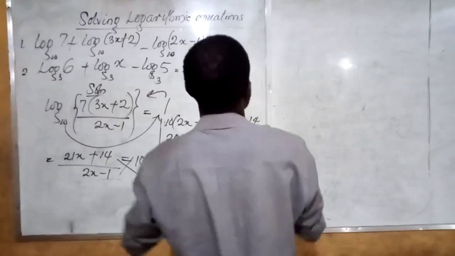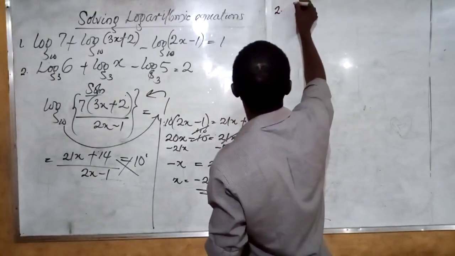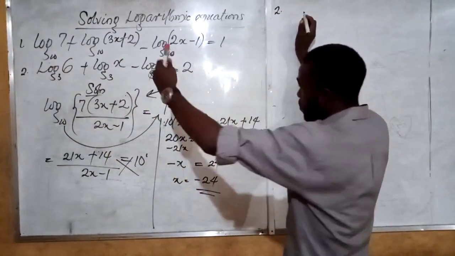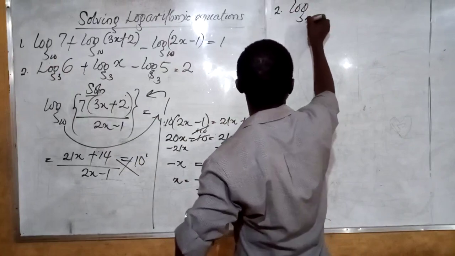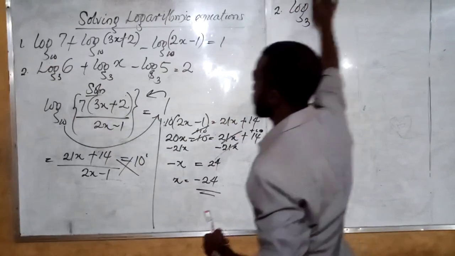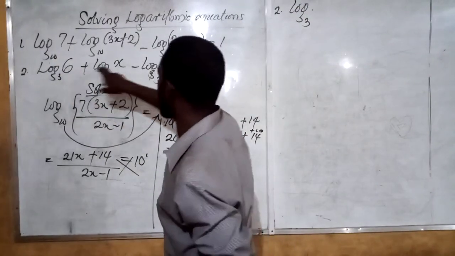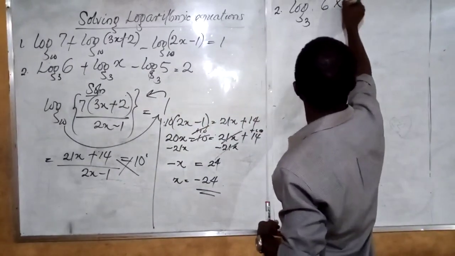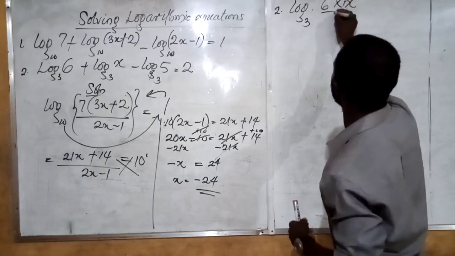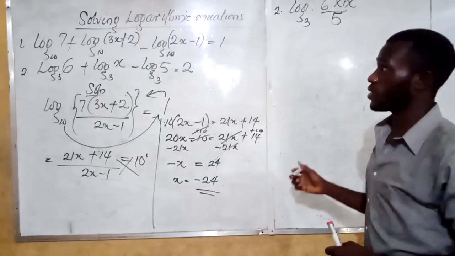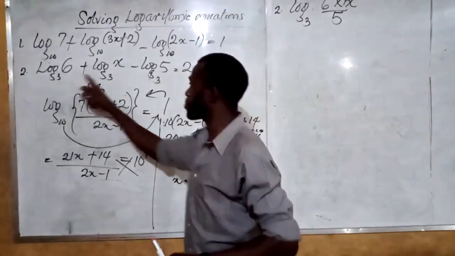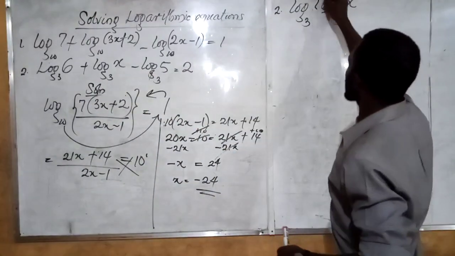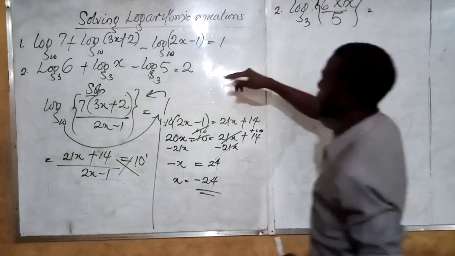Alright, now the second question says log to the base of 3. So everything is also in equal bases. We can do the same thing. We'll collect log to the base of 3. Now where we have addition, we multiply the result. So we have this times this minus this. That's what we have. So we have 6 times x all over 5. I hope you understand what I just did. Plus meaning times and minus meaning division. So we have this as well, is equal to 2 again.